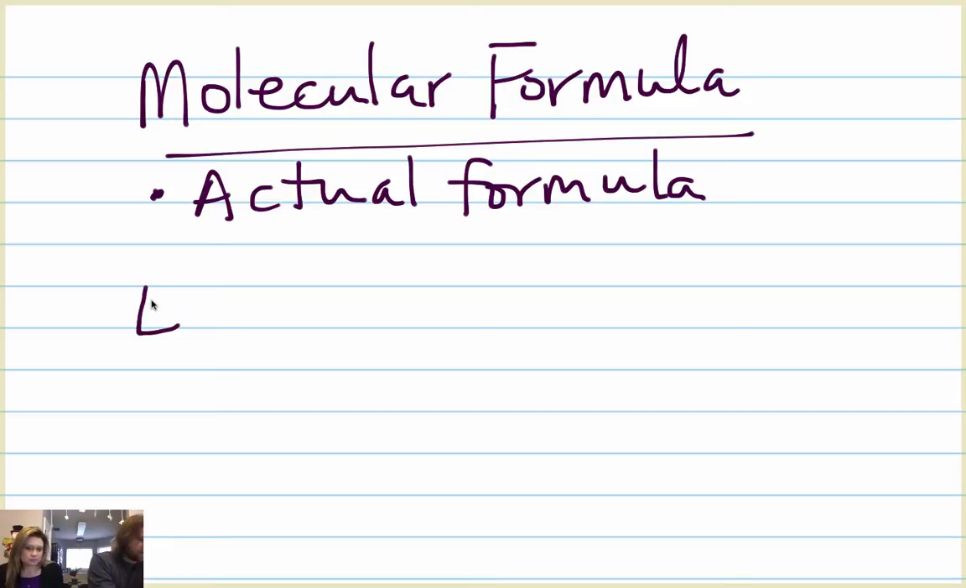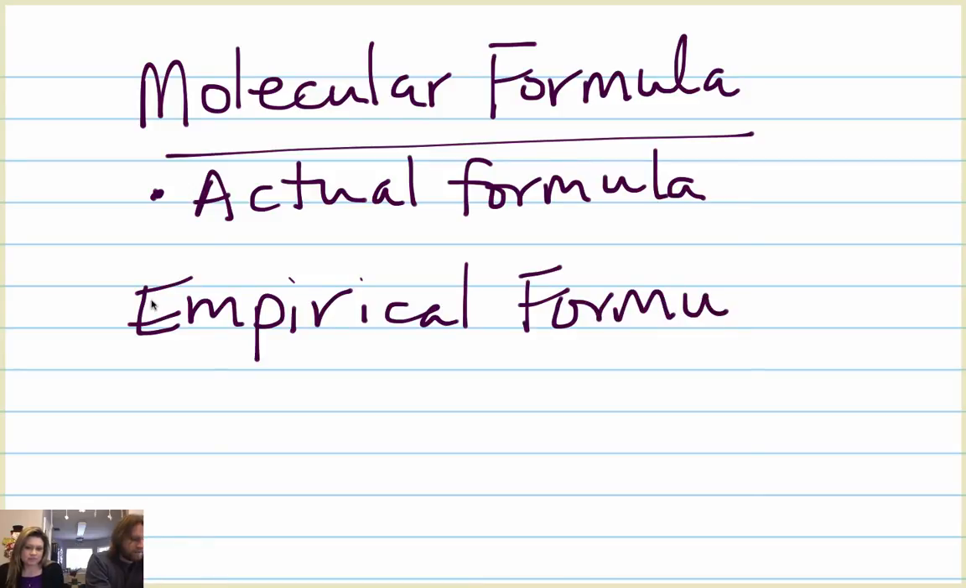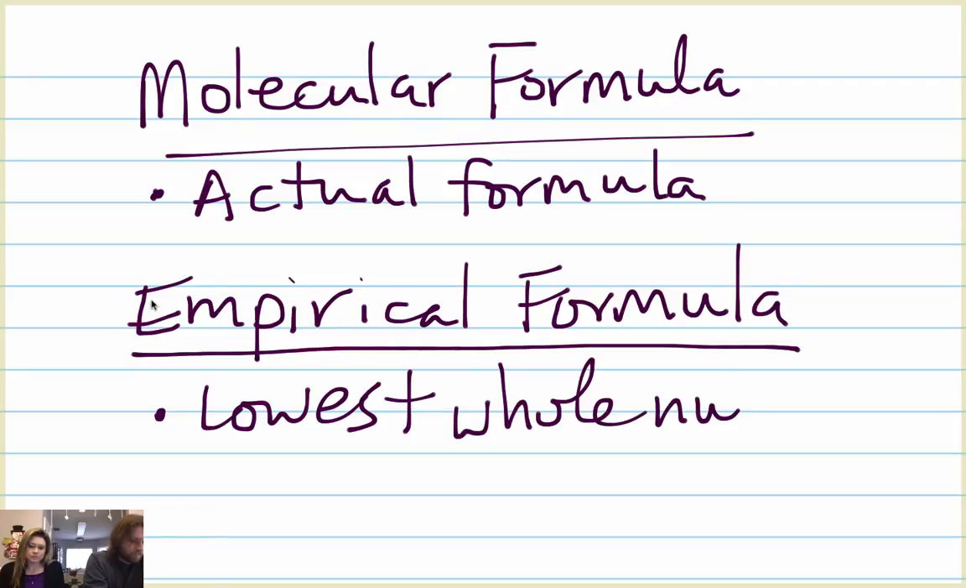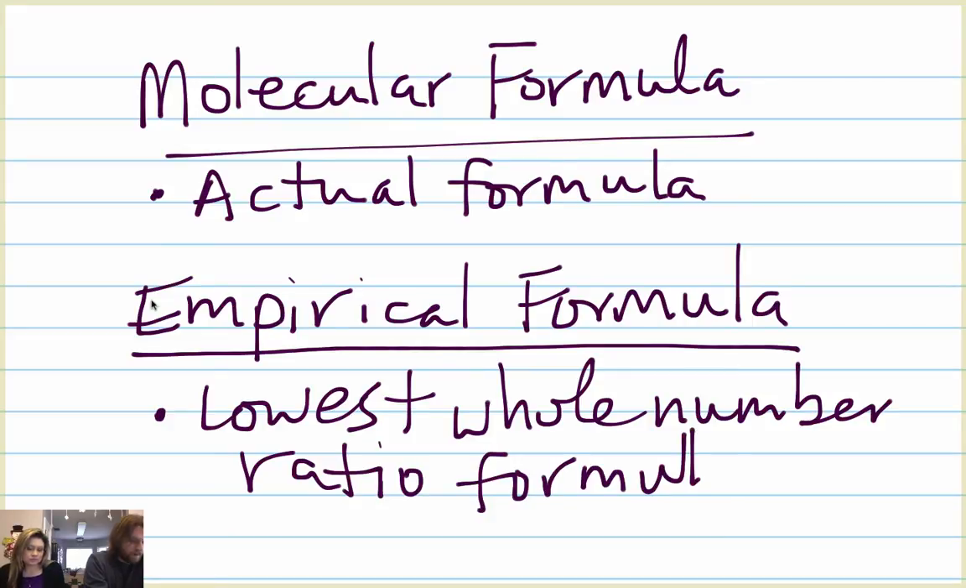Then there's this other thing called the empirical formula. Write this whole thing out here. Now, empirical formulas are slightly different just by definition. These are the lowest whole number ratio formulas. They'll make more sense in a second. So let's just write that. We got lowest whole number ratio formula.